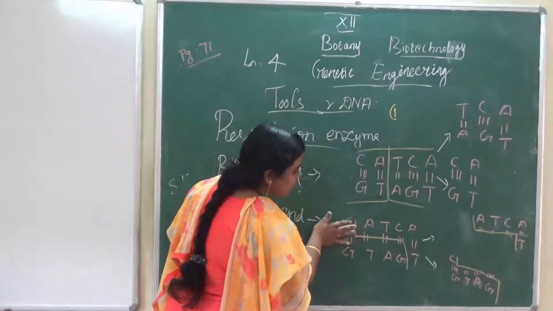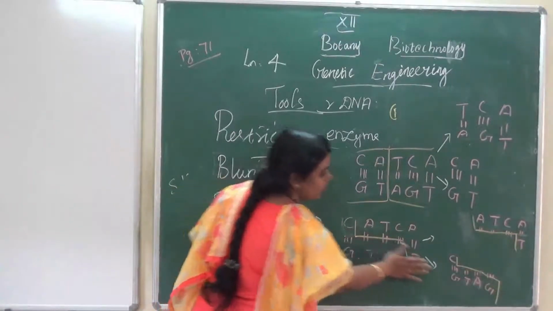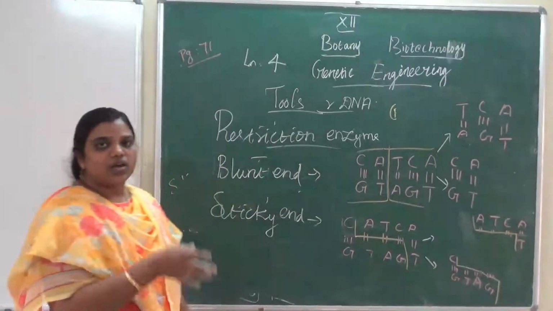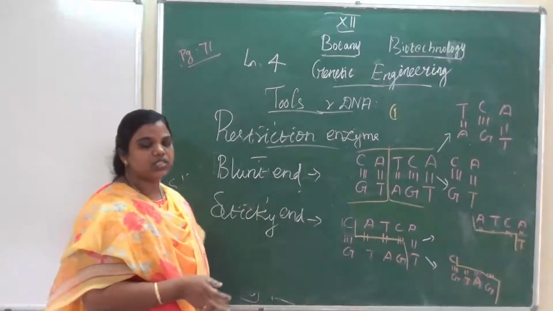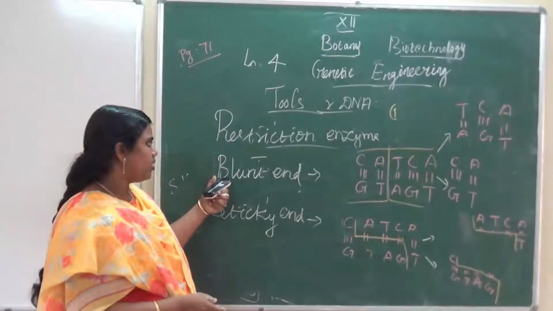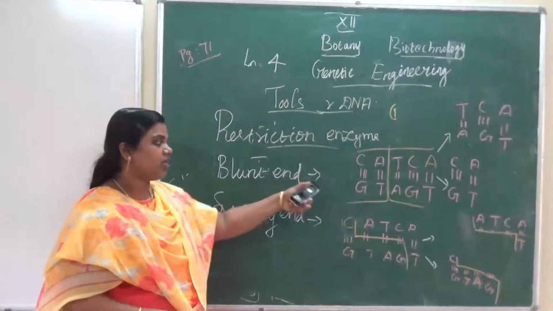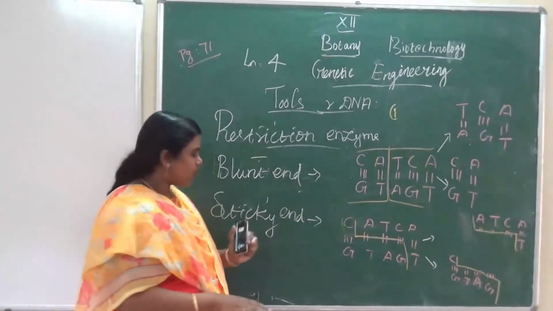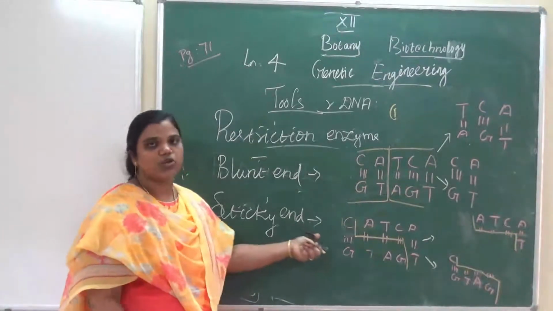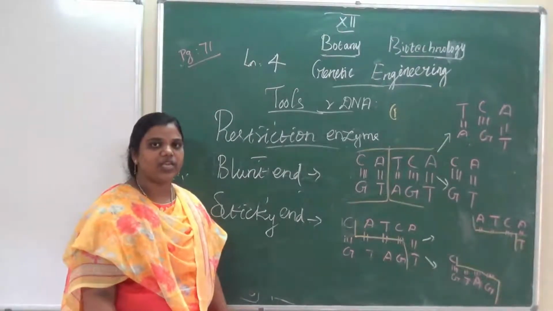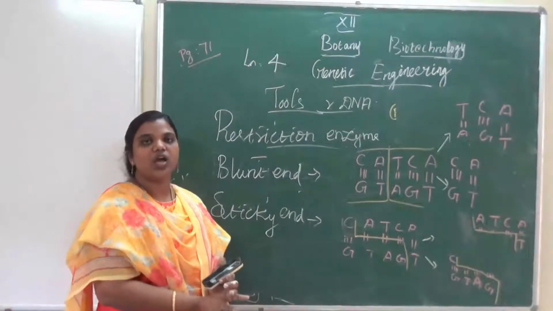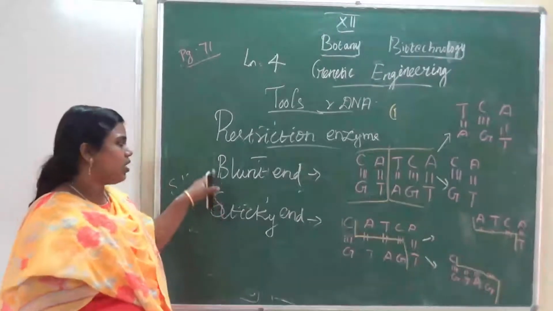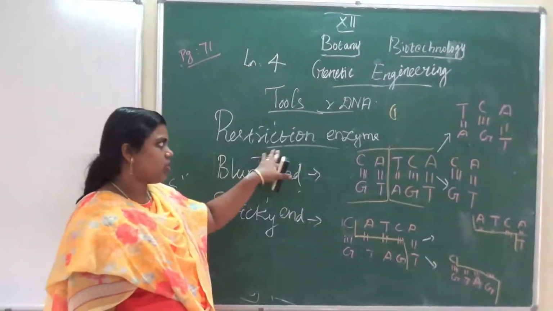One portion is cut, so it is easy to join to the DNA fragment. In blunt end cutting, the DNA is closely destroyed. But sticky end cuttings are useful for the recombination of DNA fragments, easy to join to another foreign DNA fragment. So these are the two cuttings of restriction enzymes.